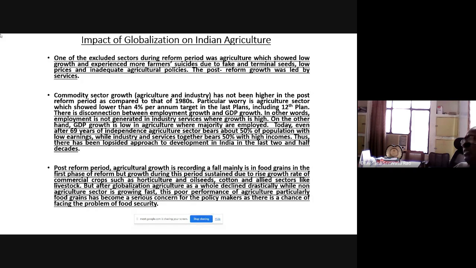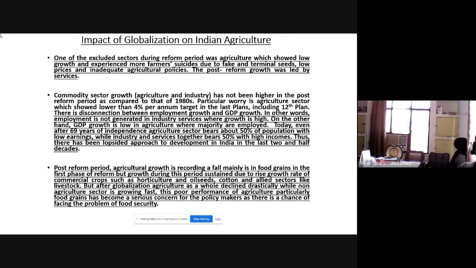Though our economy size has gone up since the 1990s, several types of problems have also started emerging from globalization onwards. We can see that commodity sector growth has not been higher in the post reform period as compared to that of the 80s.